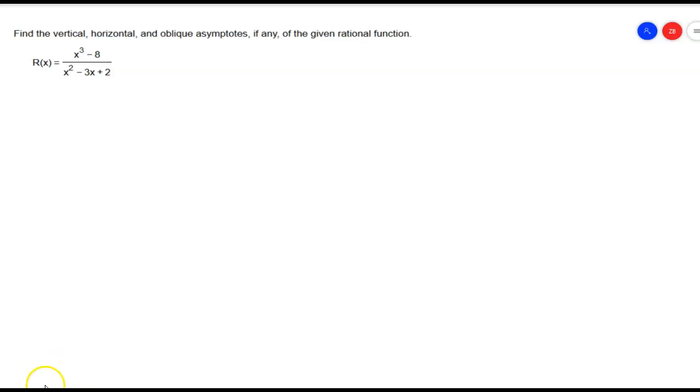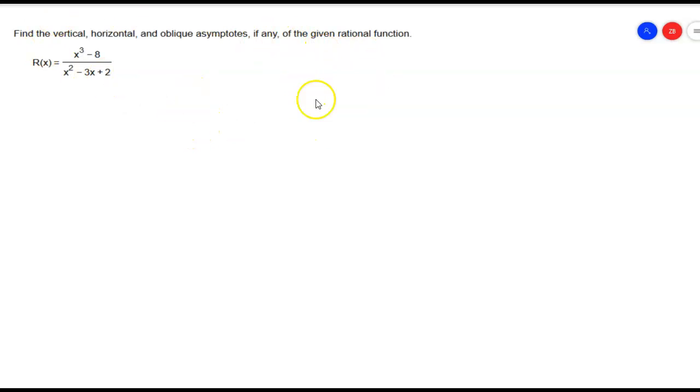Hi, this is Mr. Beckstrom, and today we're going to do a sample problem from section 4.4. This is properties of rational functions. So here I have a problem. It says find the vertical, horizontal, and oblique asymptotes, if any, of the given rational function.